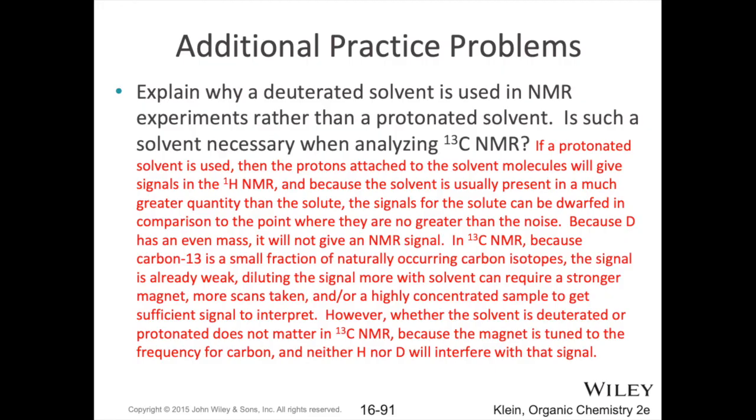Since your solvent makes up the majority of your sample, you definitely don't want a lot of protons from your solvent showing up in your data, because it would drown out the signal from your actual molecule that you're trying to study. In the case of carbon 13, of course, it doesn't really matter because you're looking at carbon, not hydrogen. So whether you use hydrogen or deuterium doesn't really affect things.